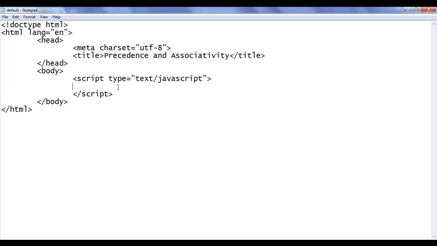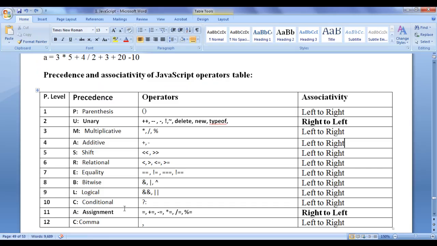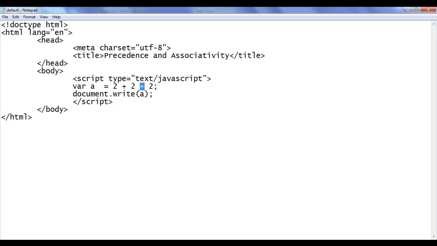Notepad. In between the script tag, I say var a equals 2 plus 2 plus 2 semicolon. Then I say document.write, display the value of a. What output do we get? What does the browser actually do with respect to this line? Here first it checks how many operators are there. Okay, we have the equal to operator, we have the plus operator. Then it goes to the precedence table and checks which operator has the higher precedence. Here the plus has the higher precedence than the equal to. Okay, that means the plus operators should be evaluated first.